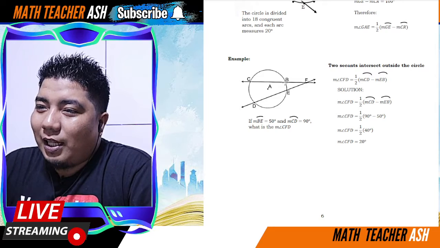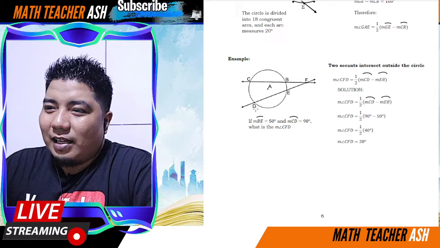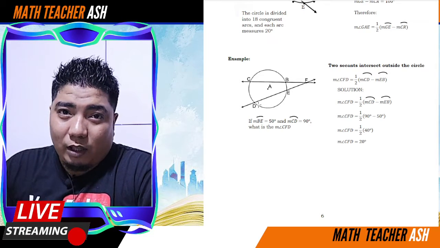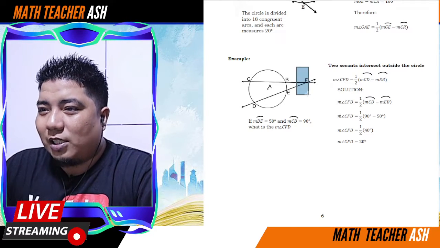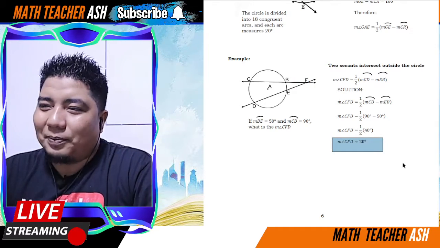Ito naman. So, yung BE daw dito ay 50 degrees. Ito naman ay CD. Arc, 90 degrees. So, 90 minus 50, that is 40. 40 divided by 2, that is 20. So, this is 20. Ayan nga, 20. Napakadali lang. Easy, right? Yes.